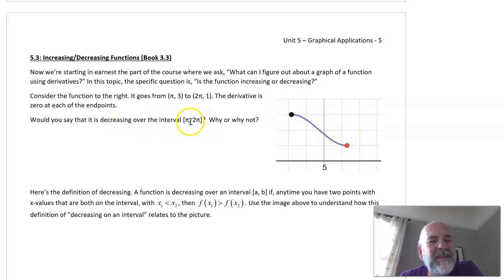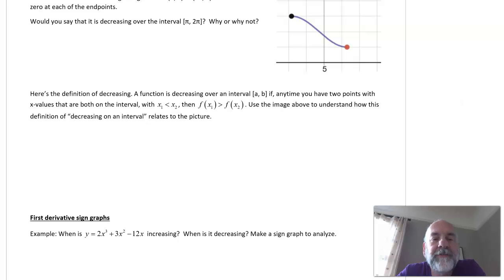So can I say it's decreasing over the interval between those two? It seems like it's not decreasing at the endpoints. It's decreasing everywhere in between. So I can see both sides of this argument, and there is an answer to it, and we're going to show you that right now, about is it decreasing over the whole thing. So here's a definition of decreasing.